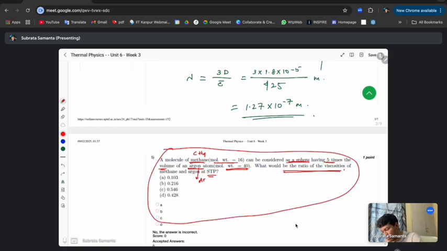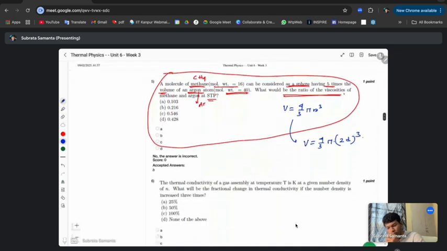Okay, what is the volume of a sphere? It is 4 by 3 pi r cubed, right? So if the volume is 5 times the volume of an argon atom, then the radius is basically... so we can rewrite in terms of diameters. Okay, so V is 4 over 3 pi (d/2) cubed, right? Where d is the diameter.